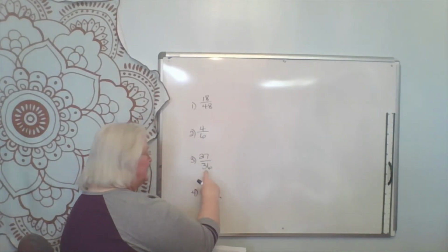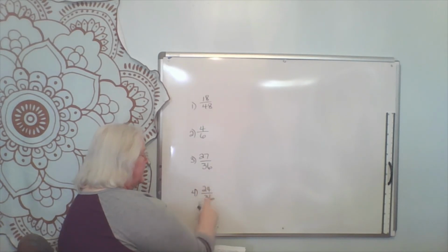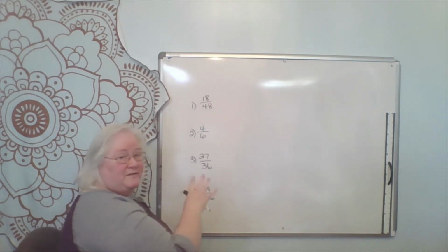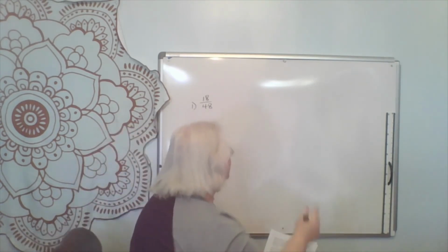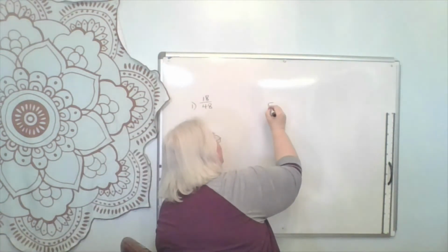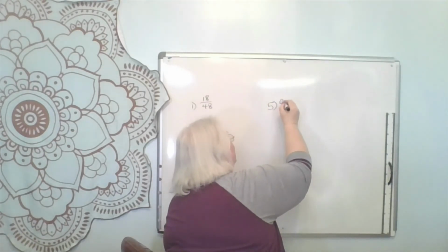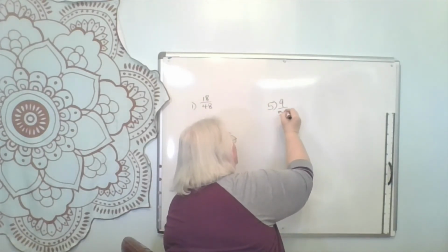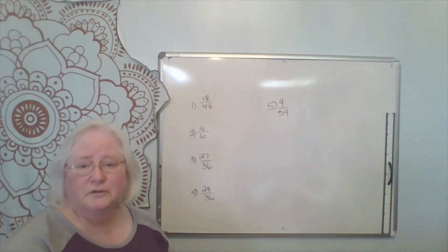So when you find your greatest common factor for the factors of 36 here, keep it for this one. You don't have to do it again. You only have to do it one time. And I have a number 5. Number 5 is 9 over 54. Okay, so do those 5 problems.